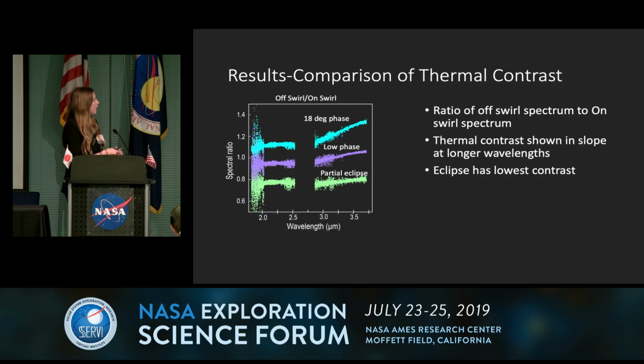So then if you ratio those two off and on-swirl examples, you can compare between the on-swirl more immature material and the off-swirl more mature material. One interesting thing is to look at the thermal contrast between the two. The slope here indicates how different the thermal signal is from the two different areas. In these two we have a pretty high contrast, but once again in the partial eclipse, the thermal contrast has gone down, because there's just not as much thermal signal there.